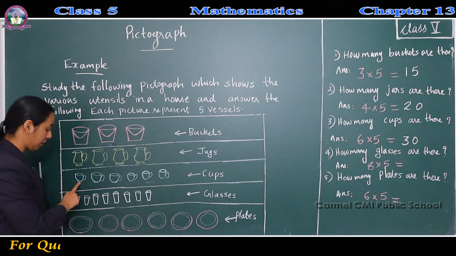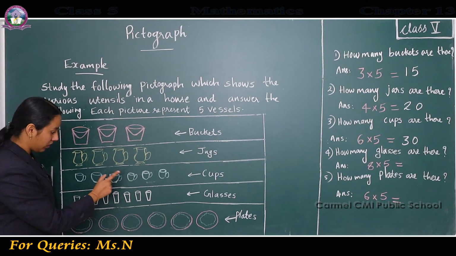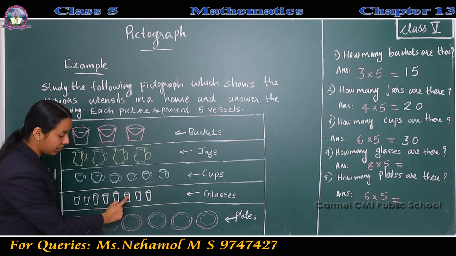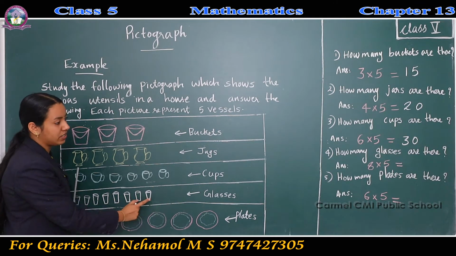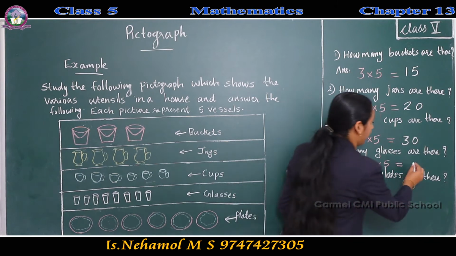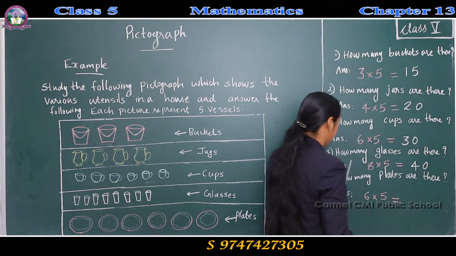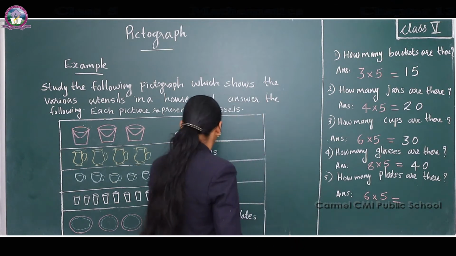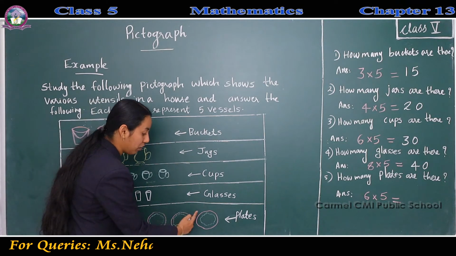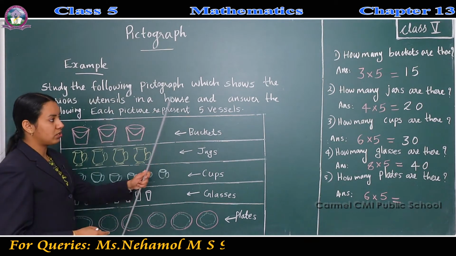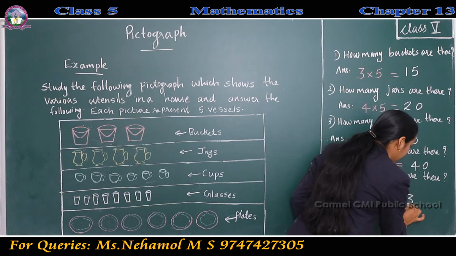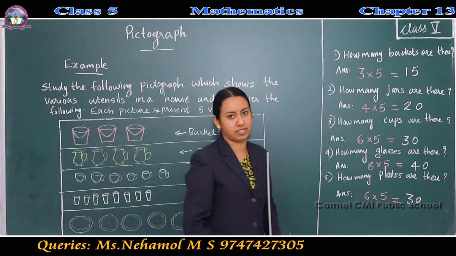Then next question, how many glasses are there? Sorry, this one is cups. This one: 1, 2, 3, 4, 5, 6, 7, 8. 8 pictures are there. One picture represents 5 vessels. So 8 5s are 40. Then next one, how many plates are there? 1, 2, 3, 4, 5, 6. 6 pictures. So 6 into 5. 6 5s are 30. 30 plates.